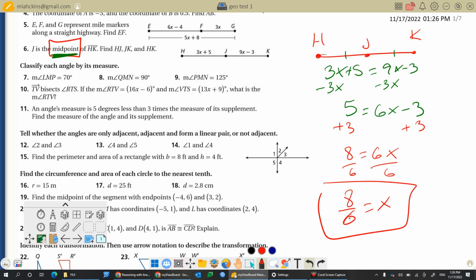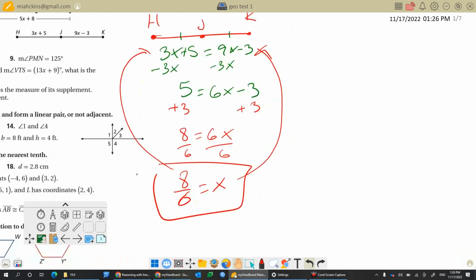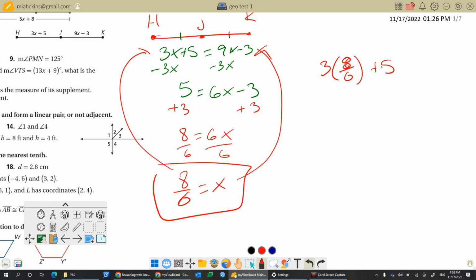Well, let's plug this back in to both here and here and see if we end up with like a whole number or something like that. Because we could end up with a fraction and then end up with a whole number here. So we're going to plug that in. 3 times 8 over 6 plus 5. And so then I can go through here and I can see that, okay, I'm going to reduce these down.